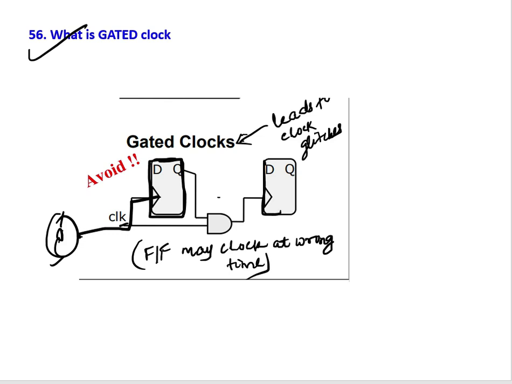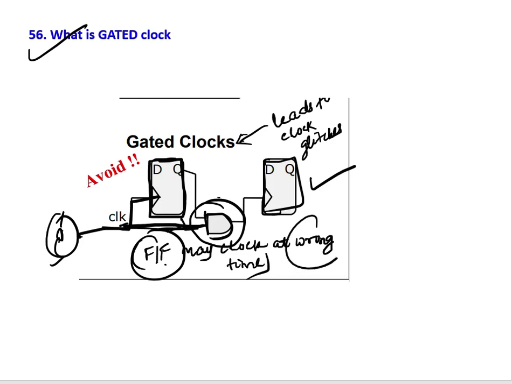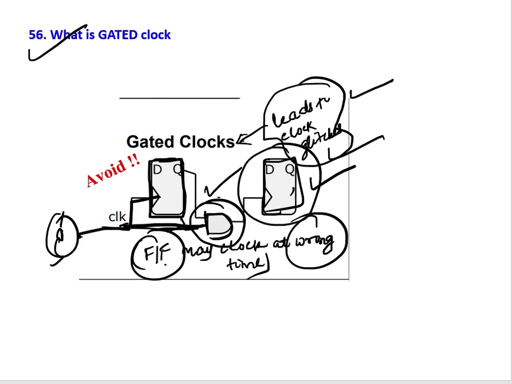But this second flip-flop receives the clock through this AND gate. So now this clock signal is being controlled by this AND gate, and because of that, the flip-flop may clock at the wrong time. This may lead to glitches in your circuit, and this is what is called a gated clock: the clock is being controlled by a gate, and this could lead to a glitch, meaning the flip-flop may clock at the wrong time.